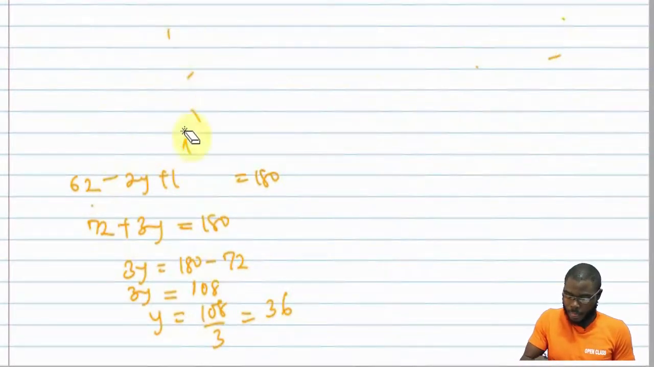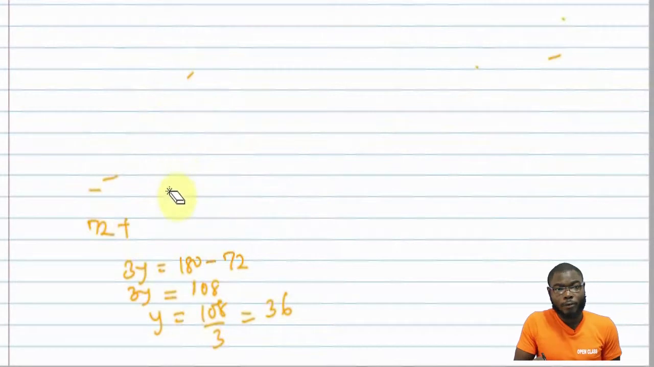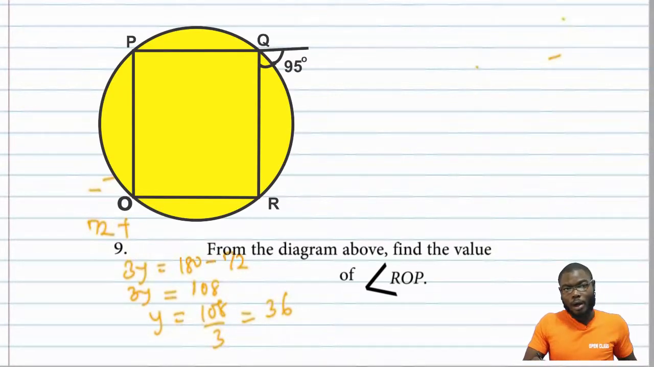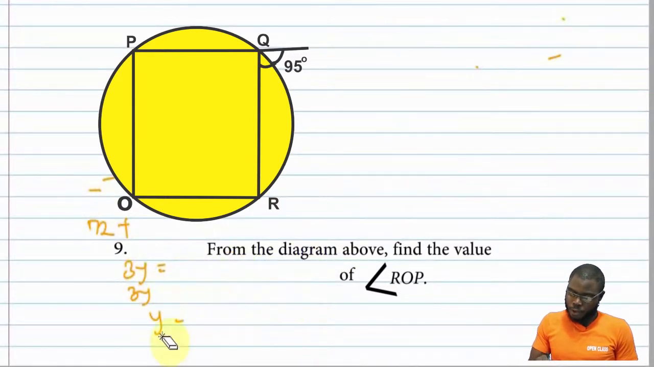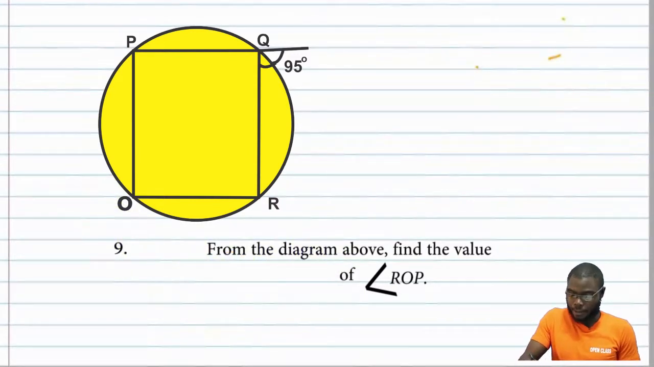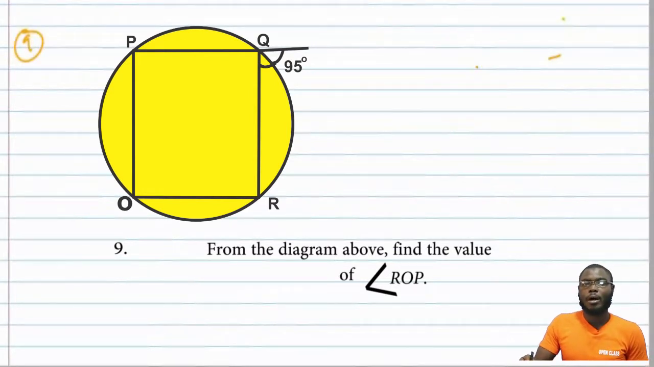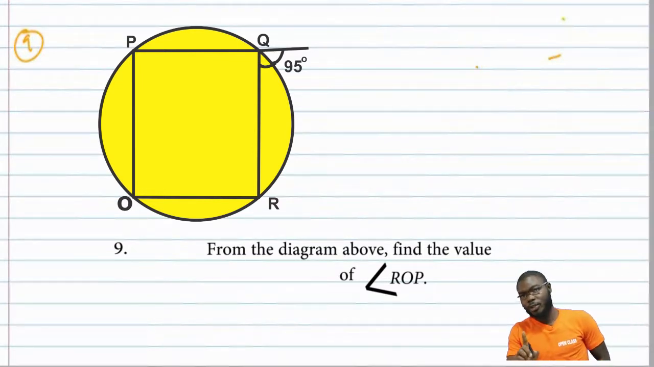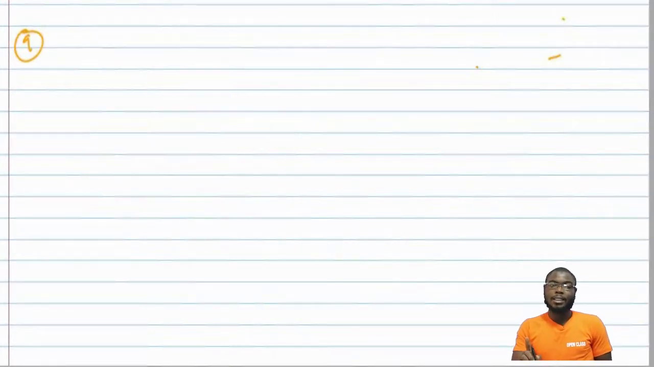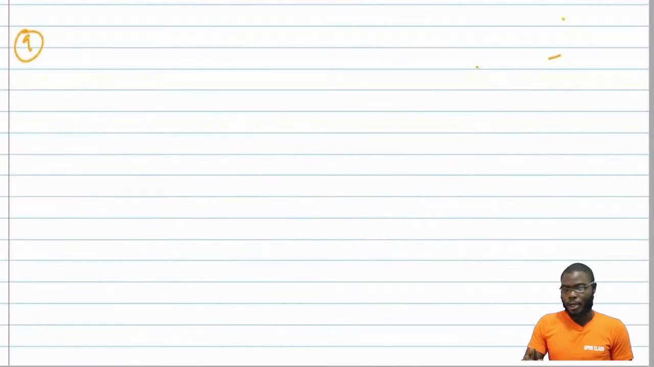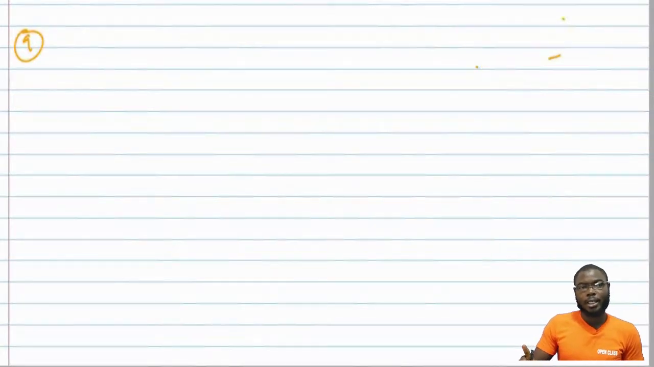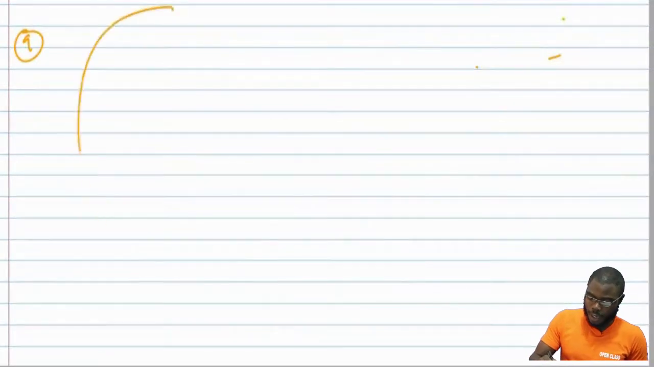Question number 9 says, from the diagram above, find the value of angle ROP. From the diagram above, find the value of angle ROP. This is all still under circle geometry. And this is an equilateral triangle. Are you getting a cyclic quadrilateral theorem? A cyclic quadrilateral theorem. What do we have under that theorem?